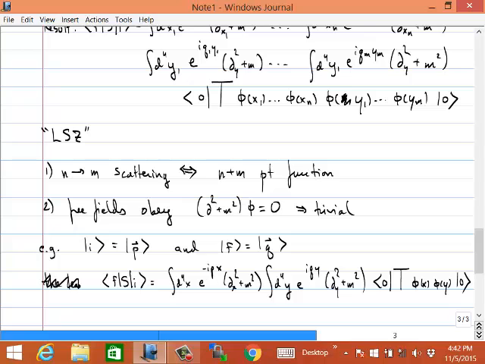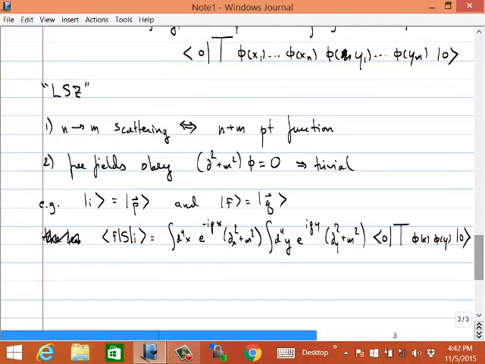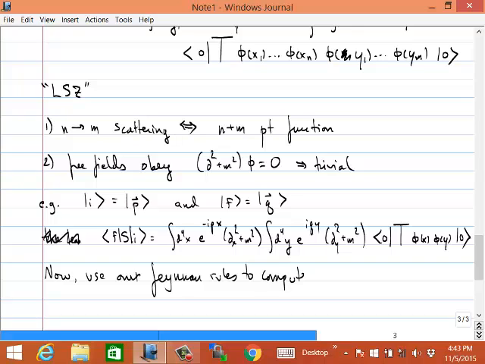So that's our scattering amplitude. And what we can now do is use our Feynman rules to compute this two-point function perturbatively in our coupling constant.